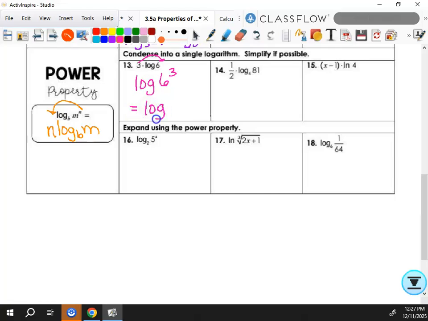What is 6 to the third power? Anybody know? 216. It's 216. Xavier. How did I miss him? Sit up. All right. This 1/2 comes up here, so I get log base 4 of 81 to the 1/2 power. Yes, because something to the 1/2 power is the same as the square root, so this is log base 4 of 9.